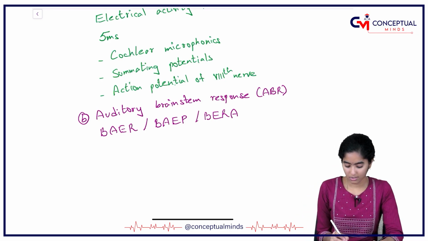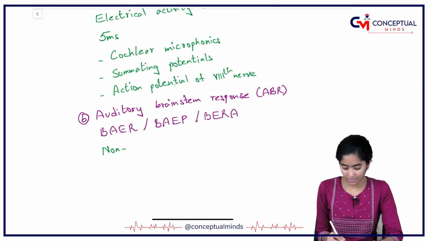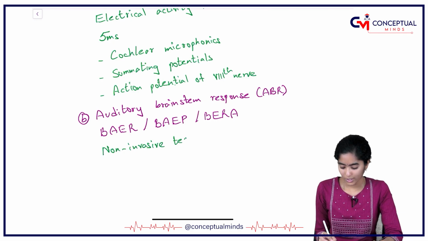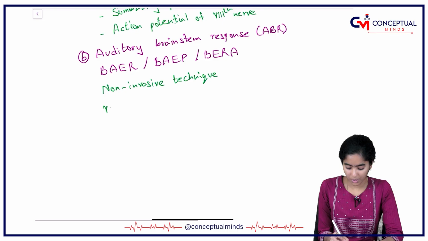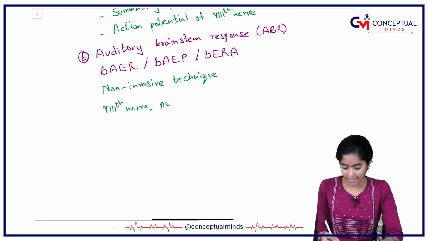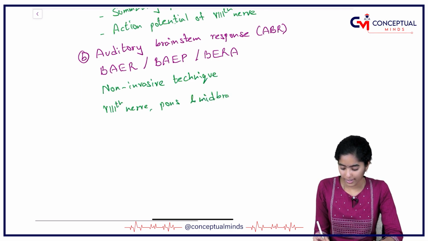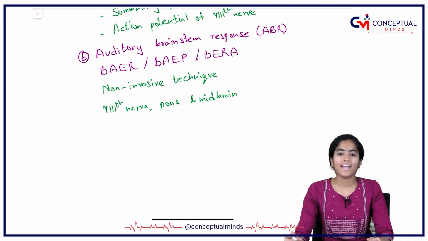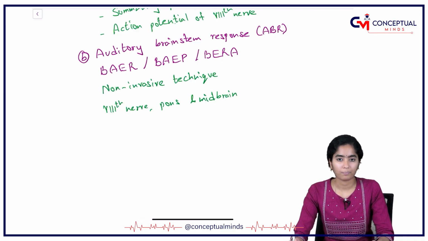So this is a non-invasive technique which measures the integrity of the central auditory pathway, that is the 8th nerve, pons and midbrain. Any lesion anywhere in these three structures can be identified by BERA.